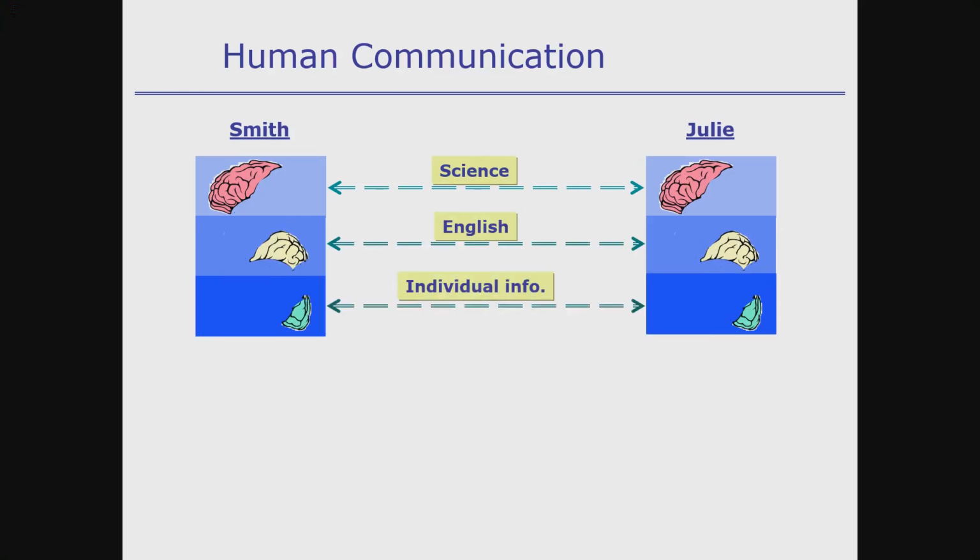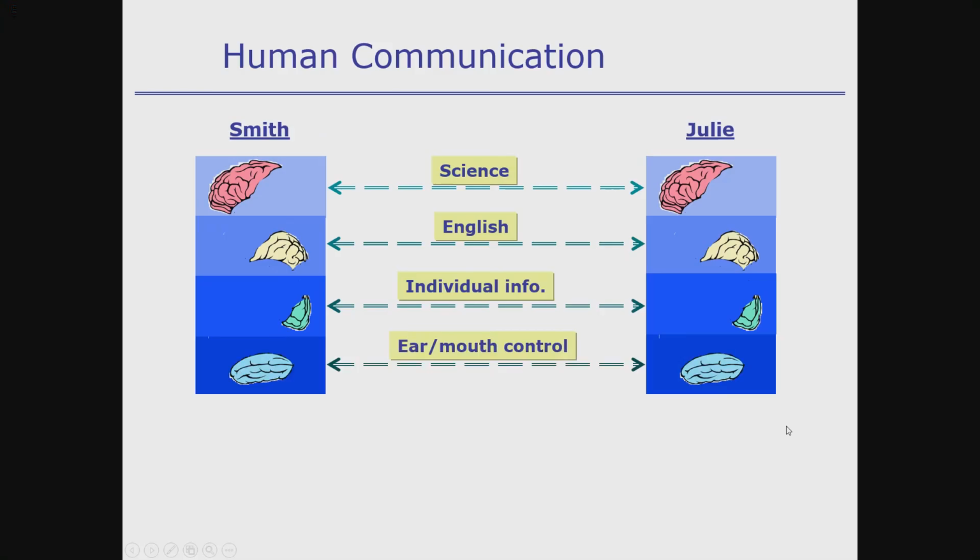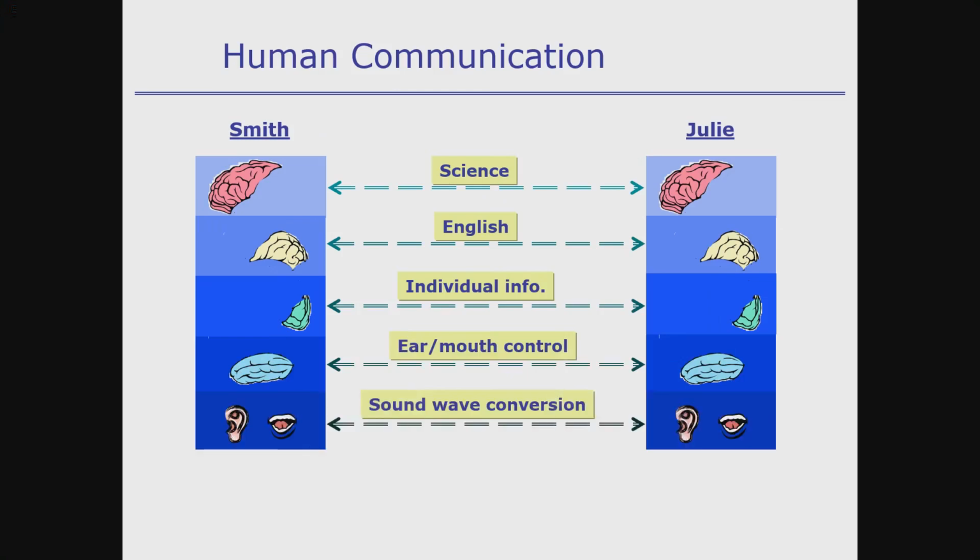You can't do that. And then they need to know information about each other, because we have accents, sometimes we say words differently and so on. So they need to know. So devices, in a way, need to have information about each other, right? And then we have ear mouth control, right? They have to have that so that they don't talk at the same time. And then sound wave conversion, so that they can hear and convert that, okay? So each part cannot communicate directly, right?